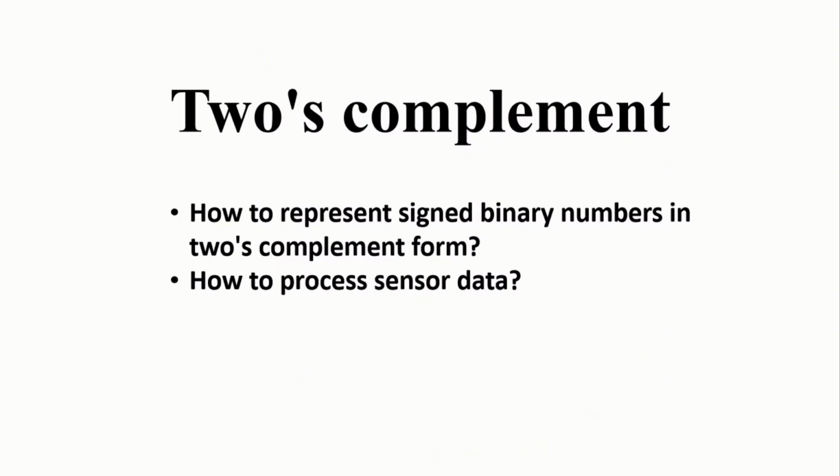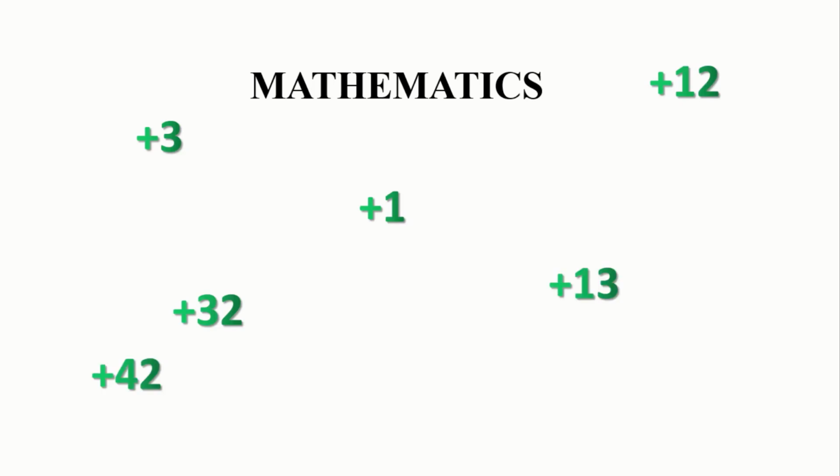Today I'm going to explain how to represent signed binary numbers in 2's complement form and how to process 2's complement sensor data in embedded systems. So let's get started. In mathematics, to represent positive numbers, we use the plus symbol, whereas to represent negative numbers, we use the minus symbol. But in the digital world, numbers can be represented with zeros and ones only.